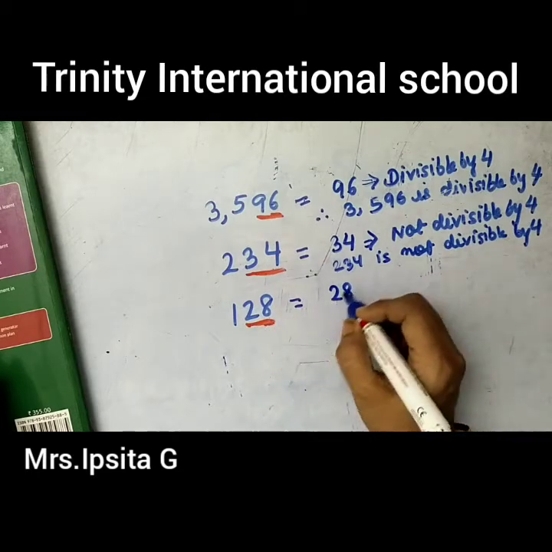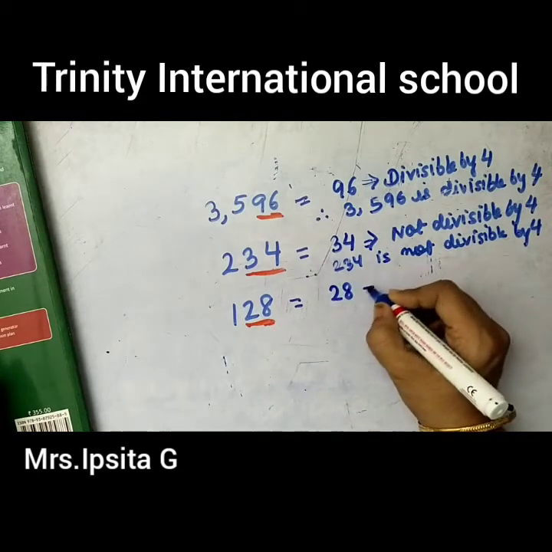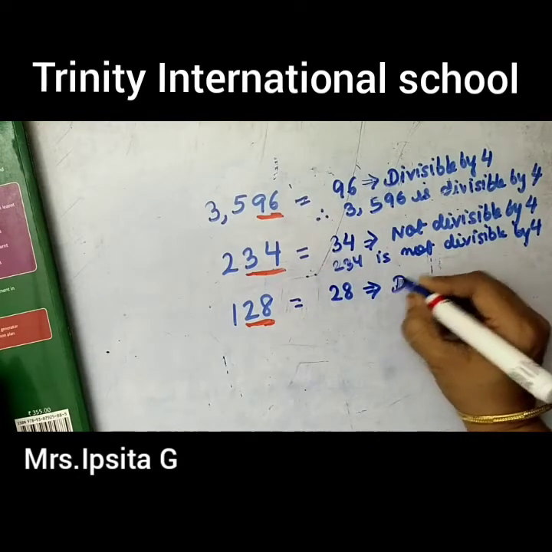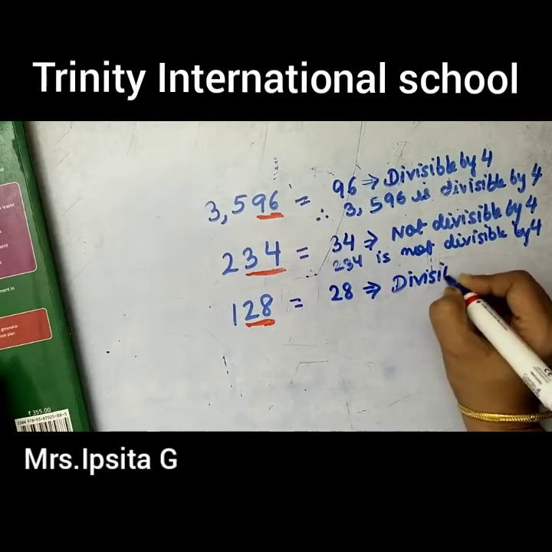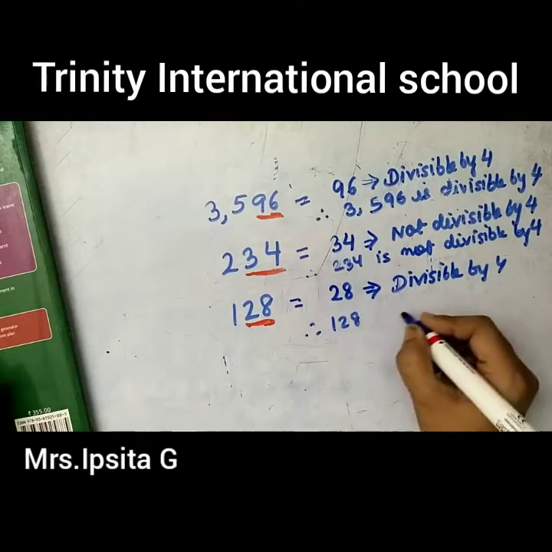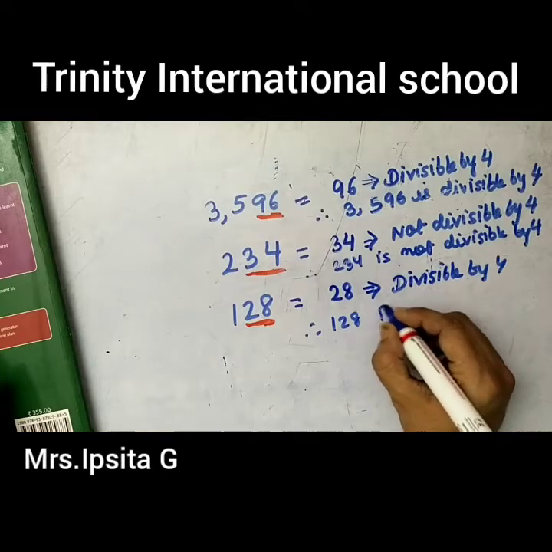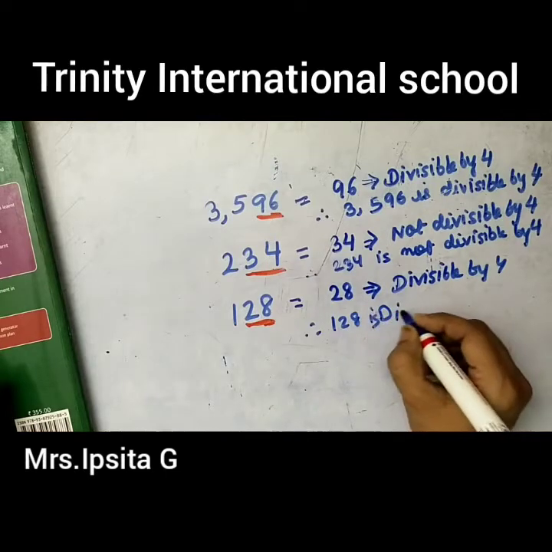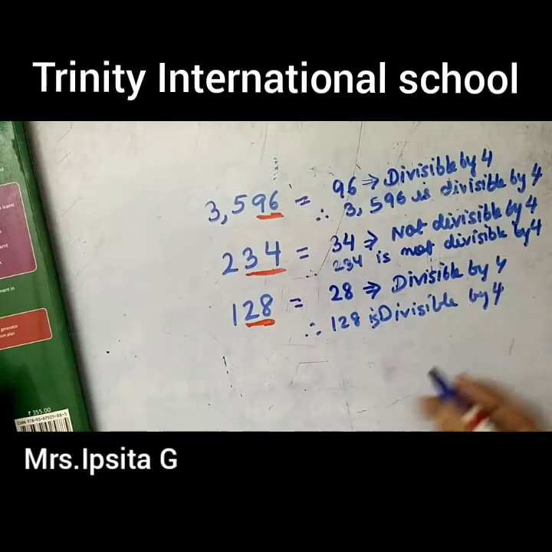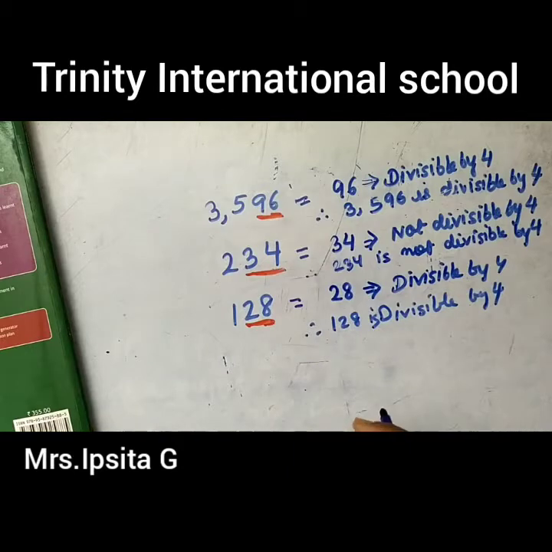अब यहाँ पर देखिए 28 है, आपको पता है कि 4 7 जा 28, so you know it is divisible by 4. Therefore 128 is also divisible by 4. Okay, so you can just see how it can be said that the number is divisible by 4 and the number is not divisible by 4.